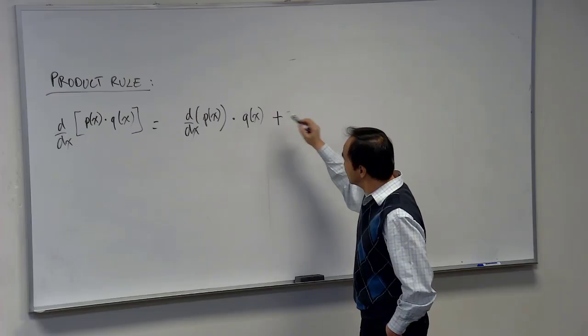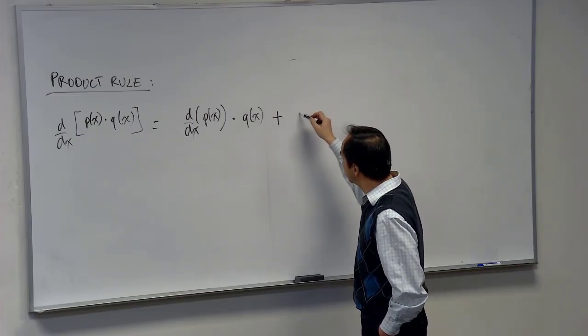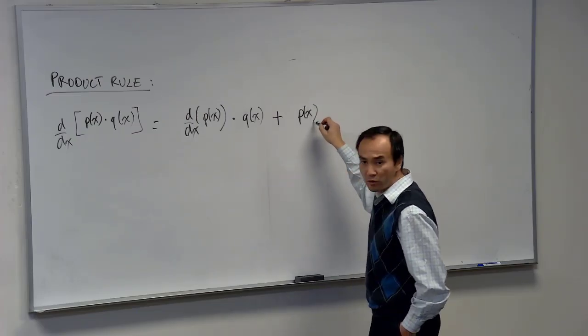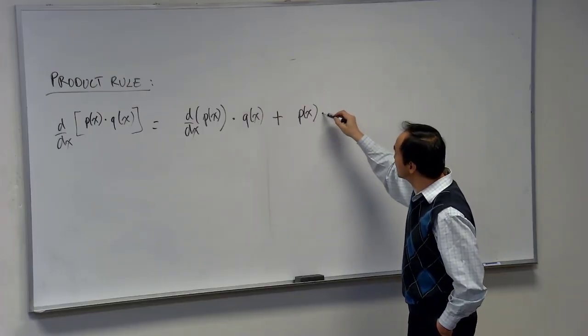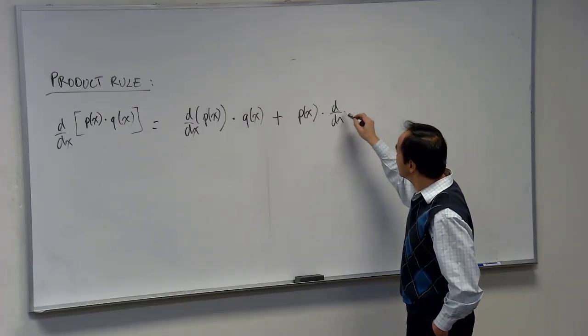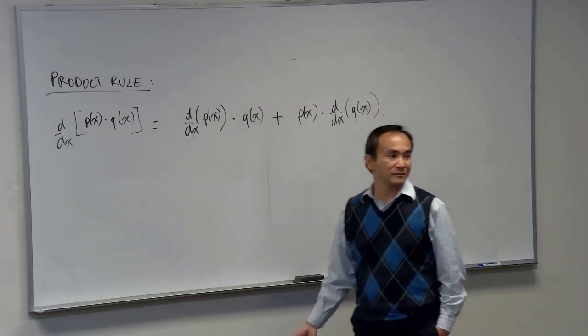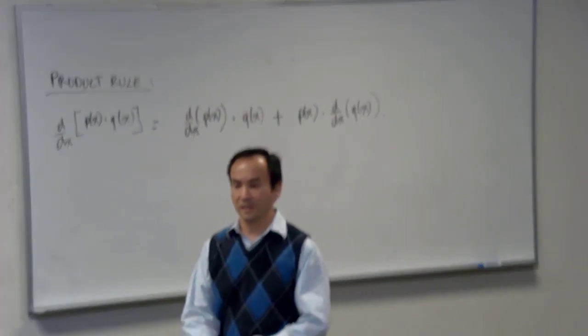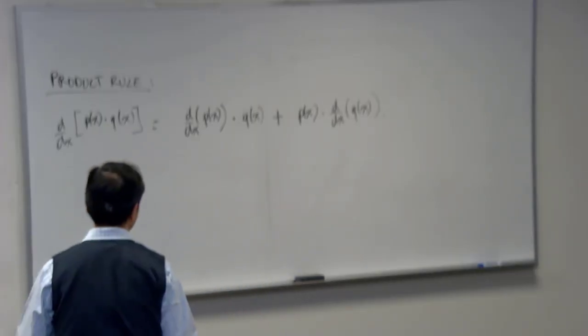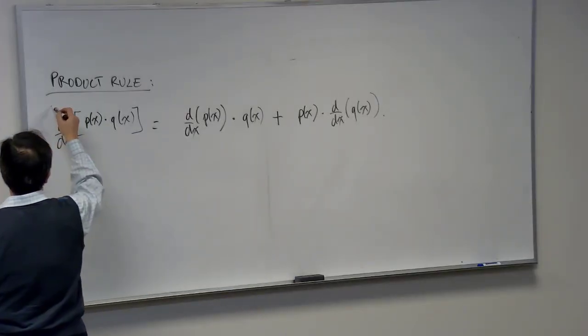We need to add, right? And so now in the next term, I'm going to keep P of X the same, no derivative. But I'm going to multiply with the derivative of our Q of X. Okay? And yes, ladies and gentlemen, that's our famous product rule again.